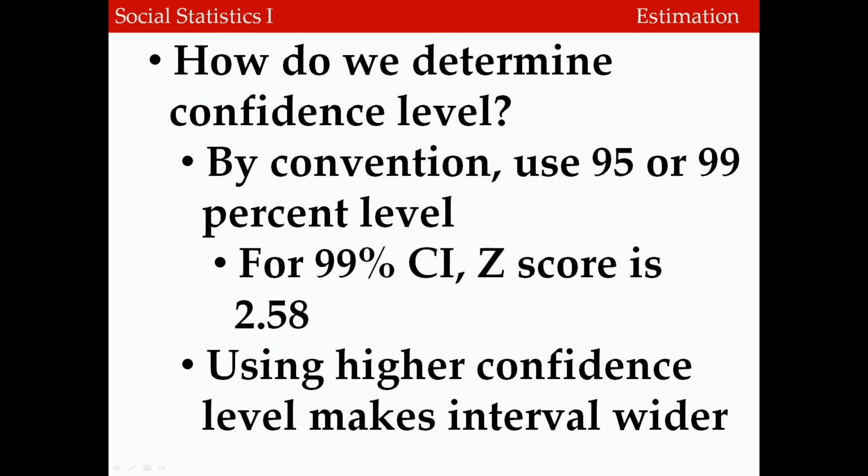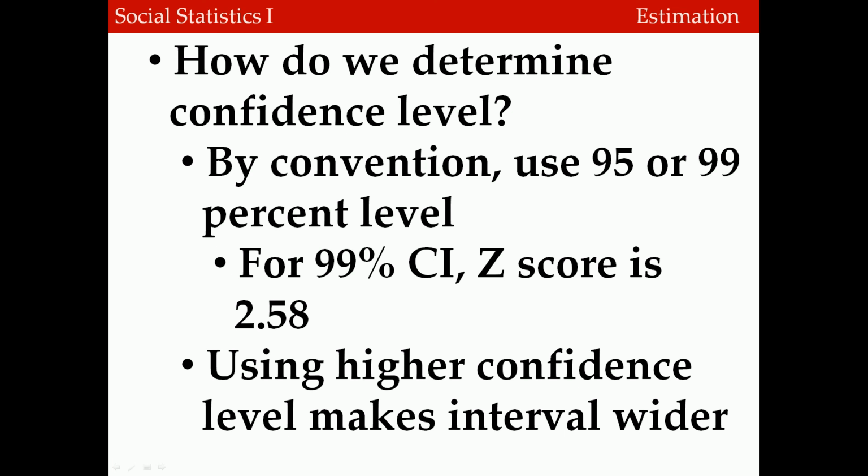Okay, so how do we determine the confidence level? Well, we typically rely on conventions. By convention, we very often use something like a 95% confidence interval or a 99% confidence interval. So what's the difference between a 95% confidence interval and a 99% confidence interval?